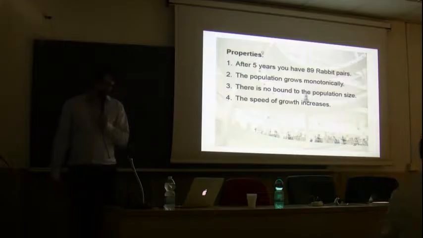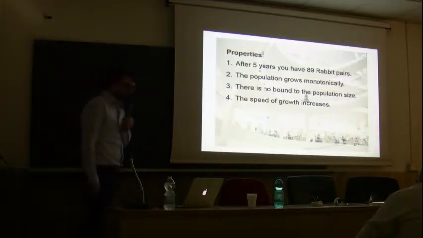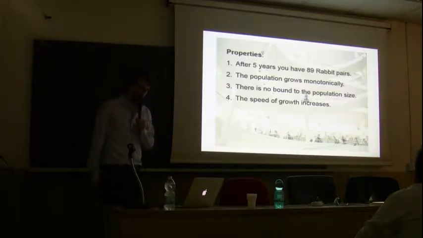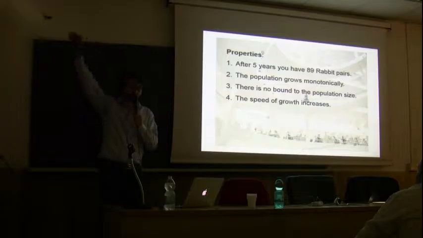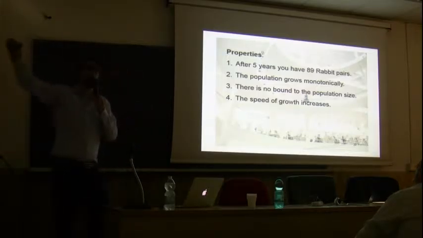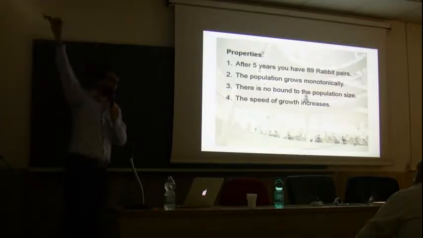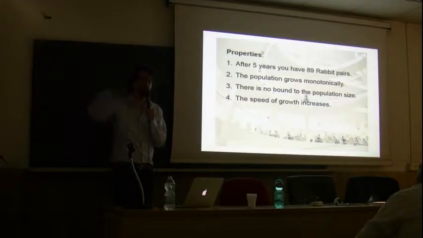So, this sequence now has the following properties. After 5 years, you have 89 rabbit pairs. The population grows monotonically, so the population never goes down, it keeps increasing. There's no bound to the population size, so you don't reach a plateau. It goes up and up and up. And in fact, the growth speed increases. It grows faster and faster and faster.